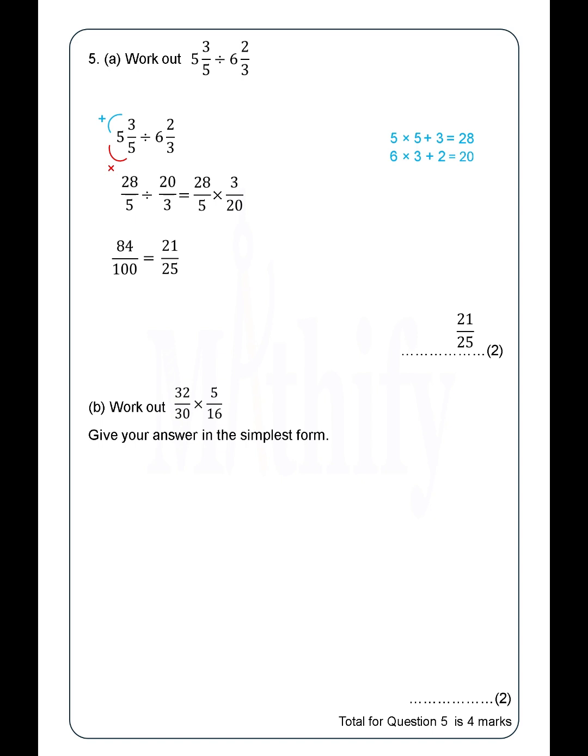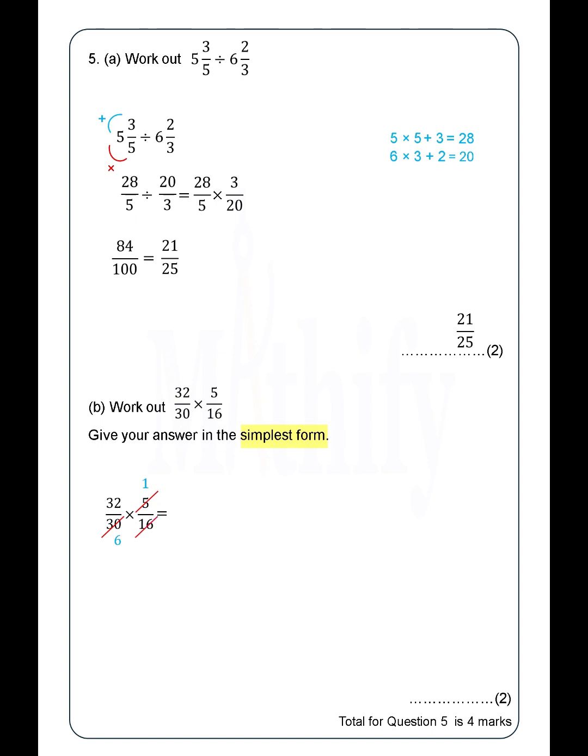Question 5b. Work out 32 divided by 30 multiplied by 5 out of 16. Give your answer in its simplest form. So the key piece of information, simplest form. So with this question, we can work out which number is common in both 32 and 16 and 30 and 5. So as you can see, for 30 and 5, both of them are multiples of 5. So divide both 30 and 5 by 5. So 5 divided by 5 is 1. 30 divided by 5 is 6.